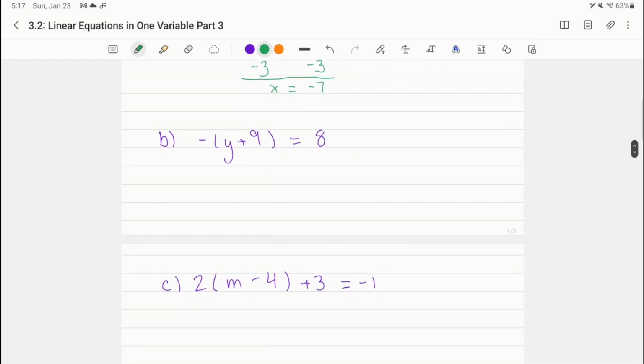Okay, B. Well, we do have this negative sign, which remember, that means negative 1. We, again, could distribute if we wanted to, but instead, I'm going to divide by negative 1. So here, the negative 1's cancel out, leaving us with y plus 9. 8 divided by negative 1 is negative 8. Subtract 9, y equals negative 17.